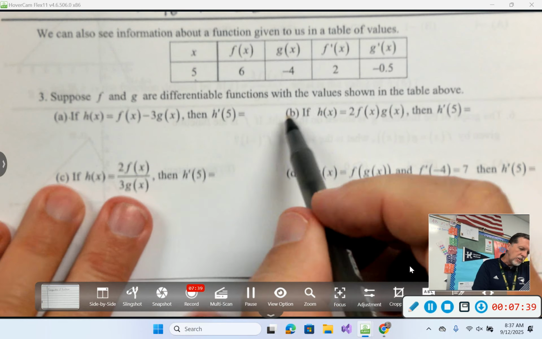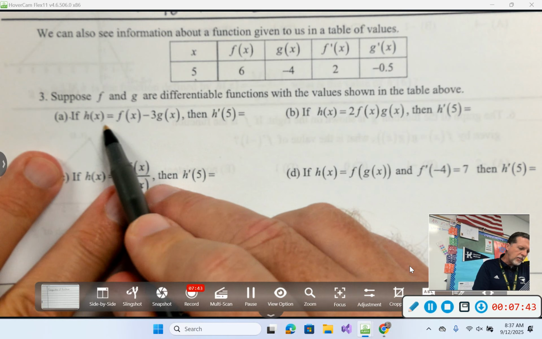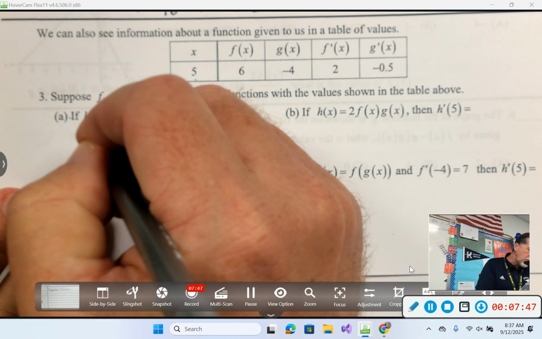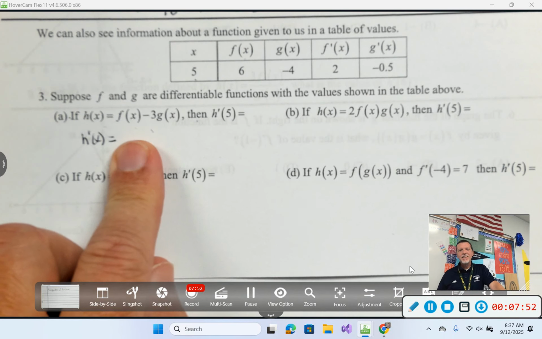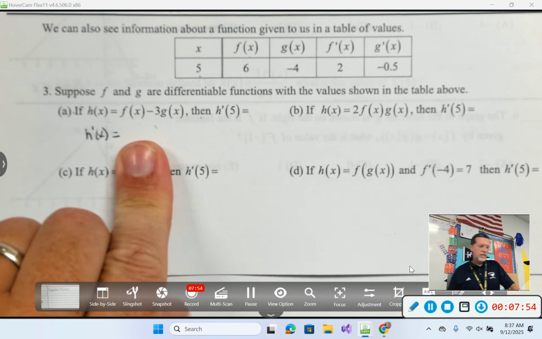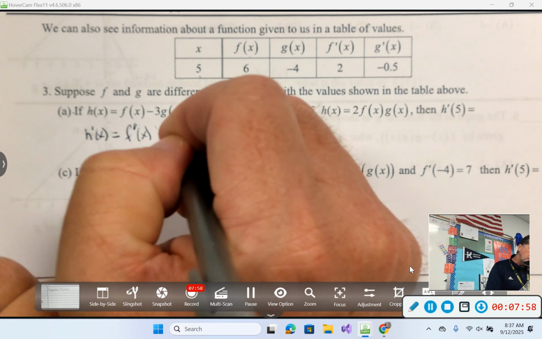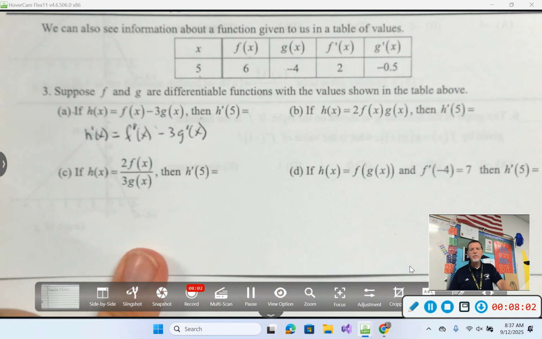Suppose f and g are differentiable functions with the values shown above. If h of x equals f minus 3g, then h prime. There was one kind of like this on the test. The derivative of f is f prime. Derivative of g is g prime. And so now I'm just looking at the table.